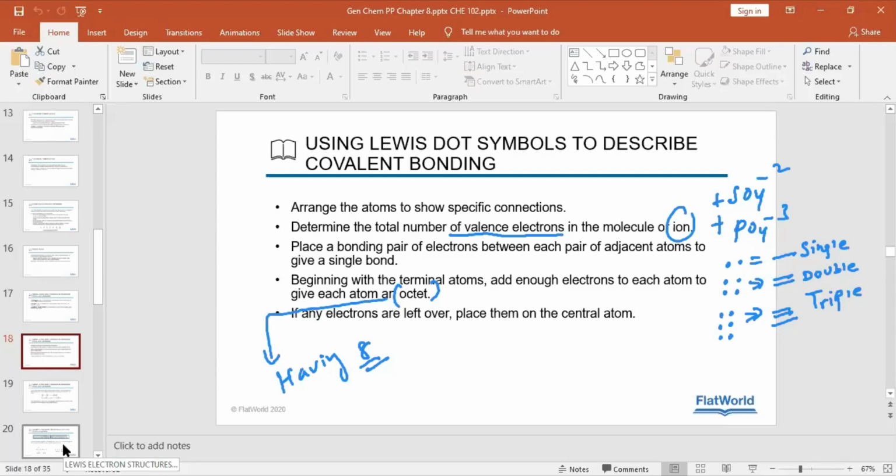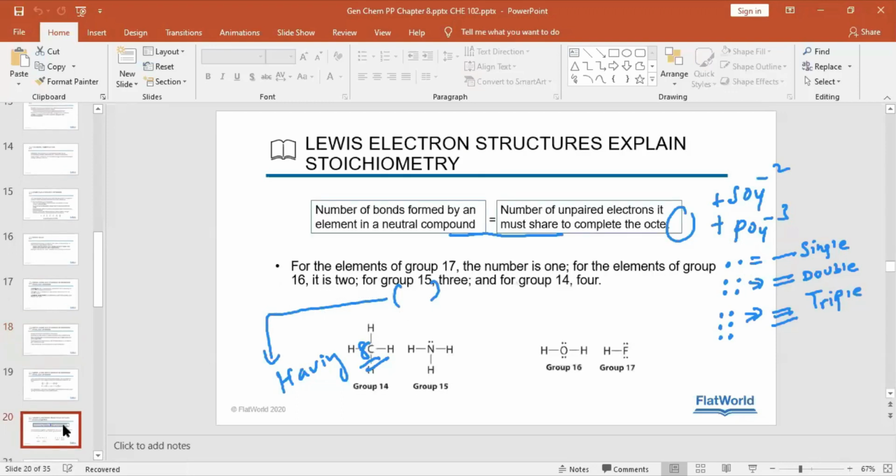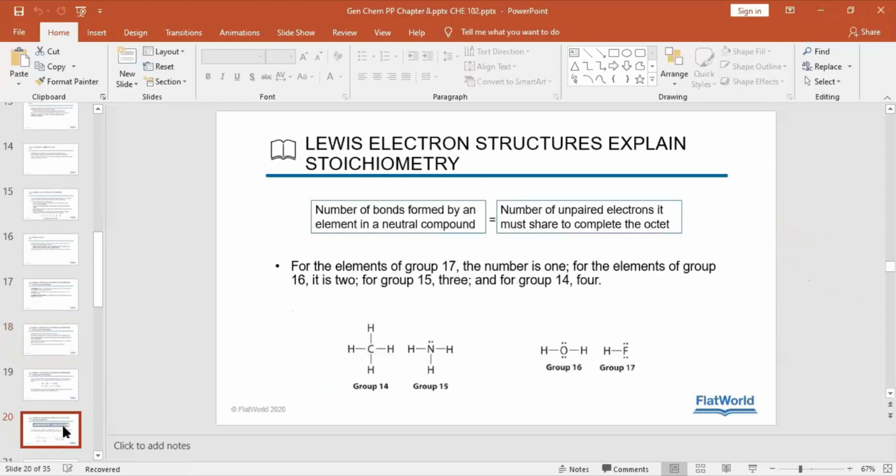There are molecules or ions that are stable when we do the Lewis structure, but do not necessarily have octets. We're going to discuss that in this chapter as well. We'll practice some examples. I may give you some examples. If any electrons are left over, place them on the central atom. Let's continue on this and then maybe we can do some practice here.